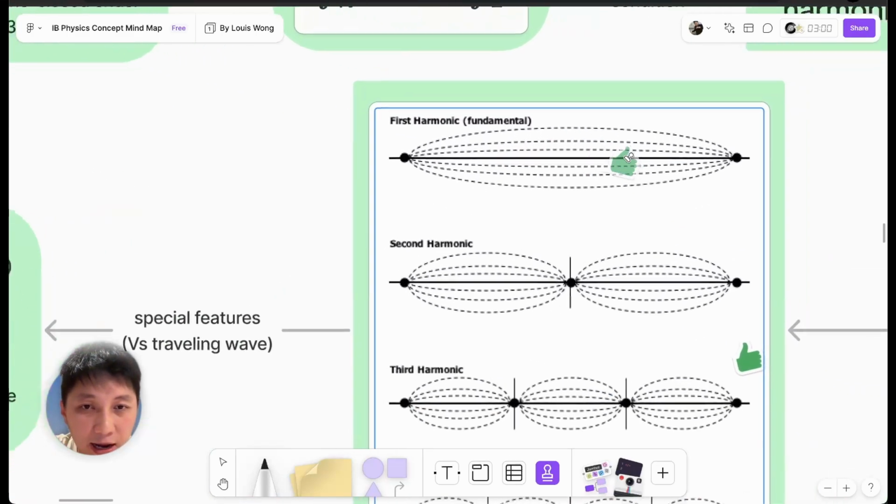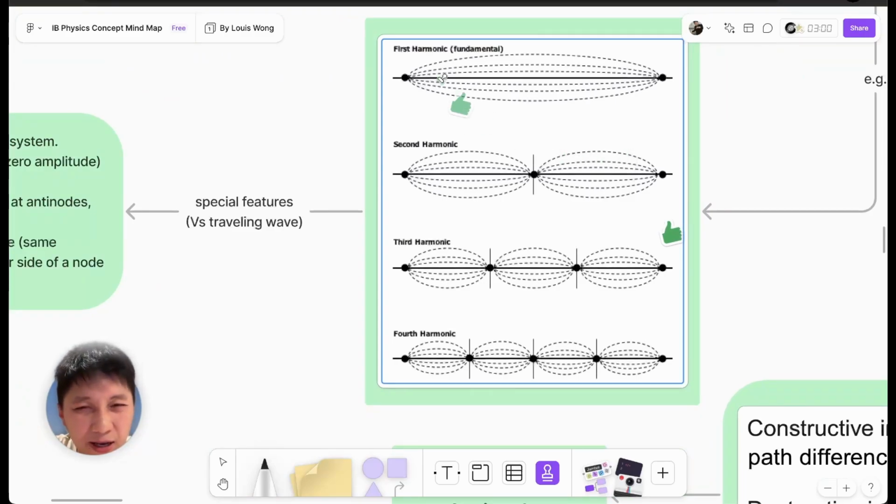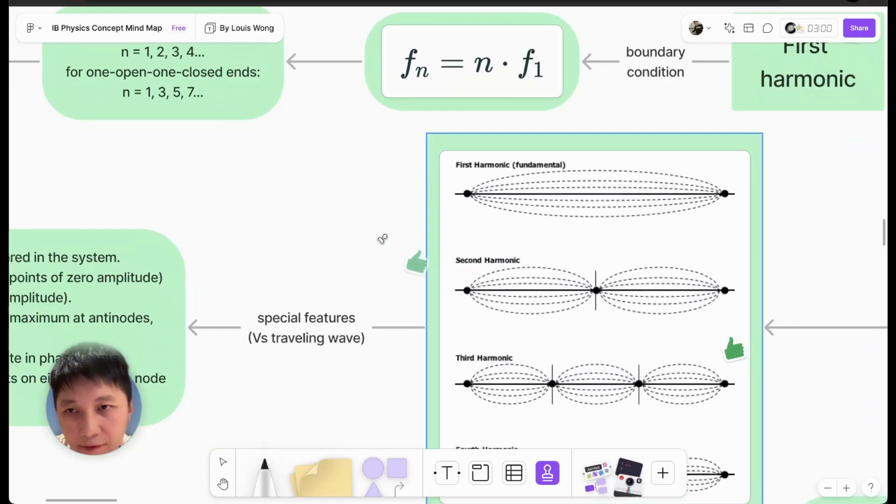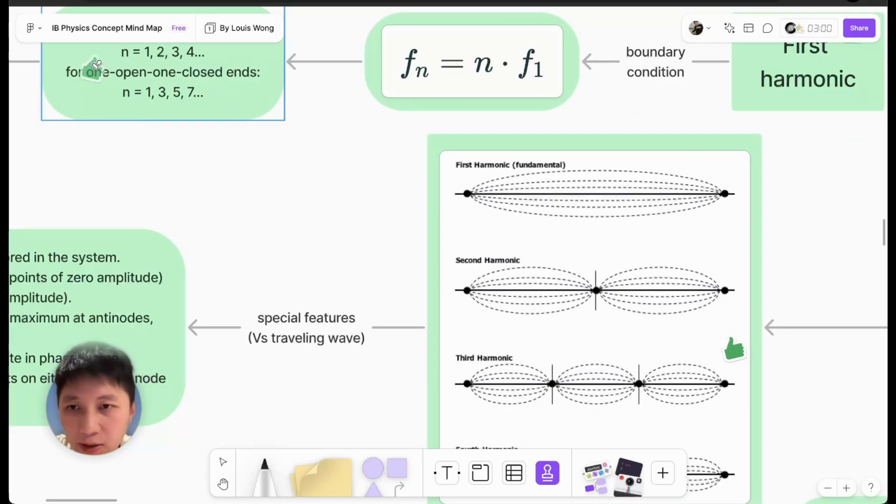The diagram here, I don't want to put up everything. This is just with two ends fixed. There are also cases where two ends are open, which is the third, but they are essentially the same mathematically. The other case is rather special, which is having one side fixed and one side free, or one open, one closed.